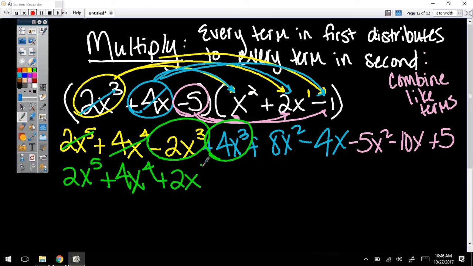Hold on. Now you've got 3x squared. Hold on, Tyler's thinking about it. Where did we get 3? Where did we add? Look, it was the last one of the yellow, so 2x cubed times negative 1, and then it was the first one of the blue, so 4x times x squared. Okay, I'm going back here.